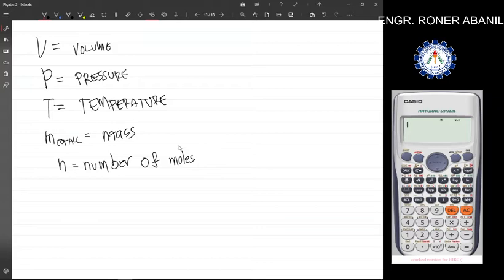So, dito sa chapter na to, gagamitin natin yung M for mass of 1 mole. So, ang M daw is mass of 1 molecule or 1 mole. Papasok tayo sa chemistry, no?